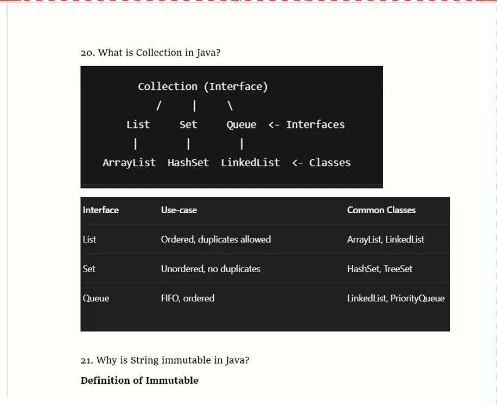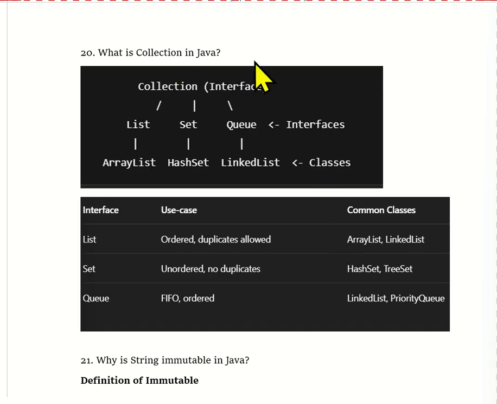So if the interviewer asks, give me a real life example for the collection, so collection is like a basket. Consider the collection is like a basket, so we can put multiple items like fruits, toys, etc. inside it. Similarly, Java collections hold multiple objects inside a single container.